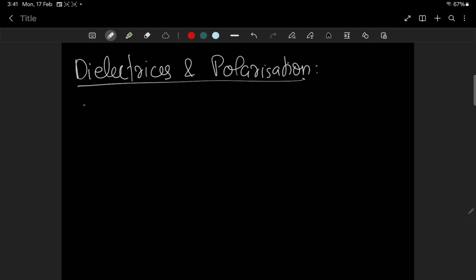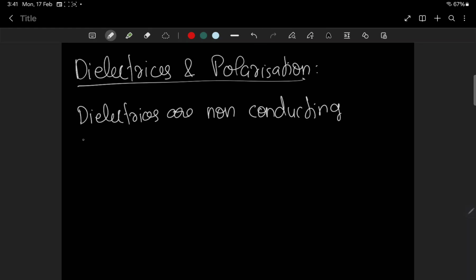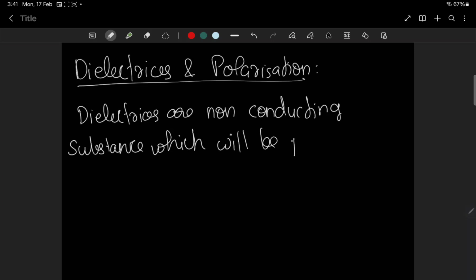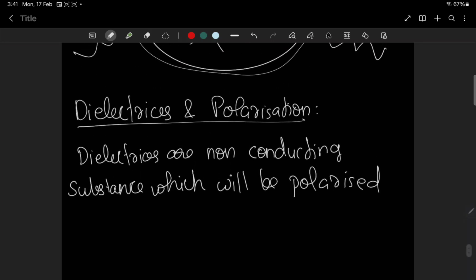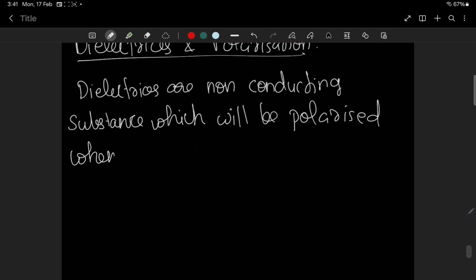What are dielectrics? Dielectrics are non-conducting substances which will be polarized when kept in an external electric field. Polarized means split into charges.